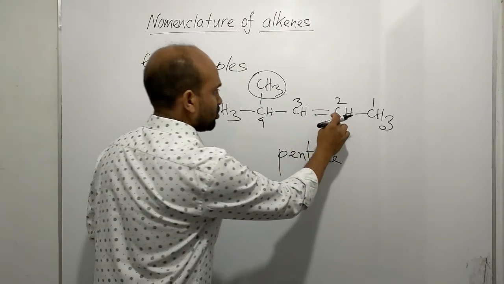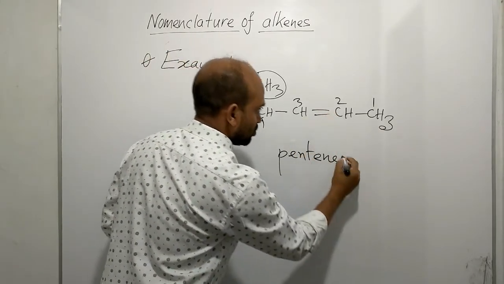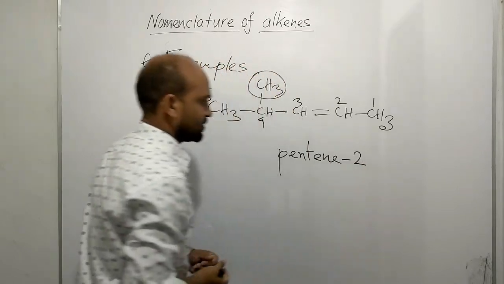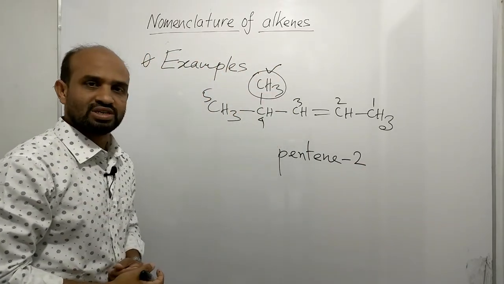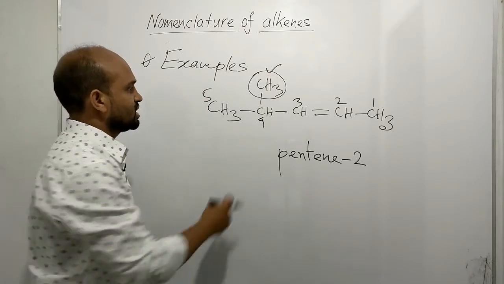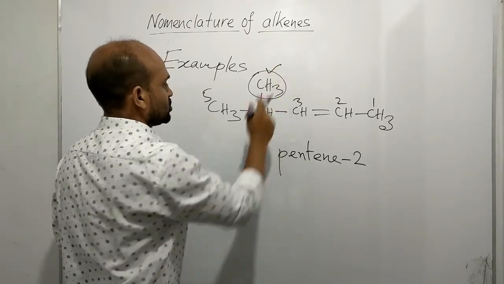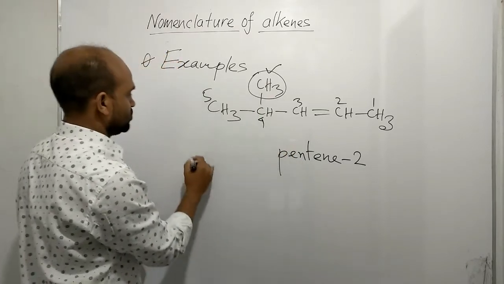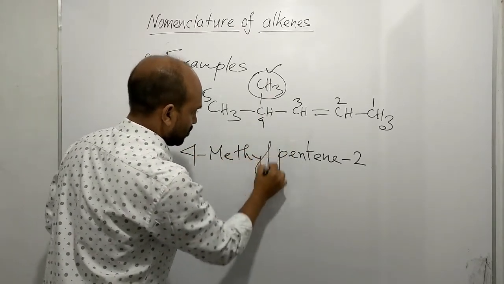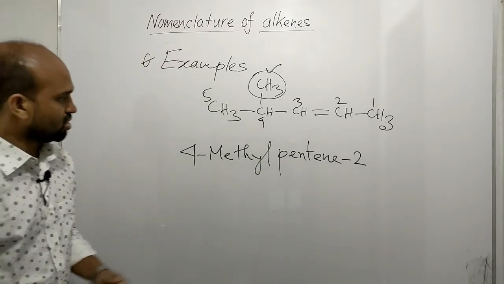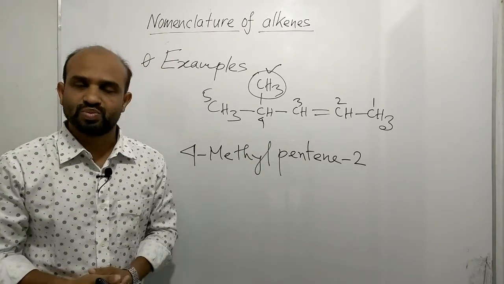And with carbon 2 there is a double bond, so we can write here pentene 2. And now the matter of substituent, which is written as prefix. At carbon 4 there is a methyl group, so 4-methyl pentene 2. Its name will be 4-methyl pentene 2 or 4-methyl 2-pentene.